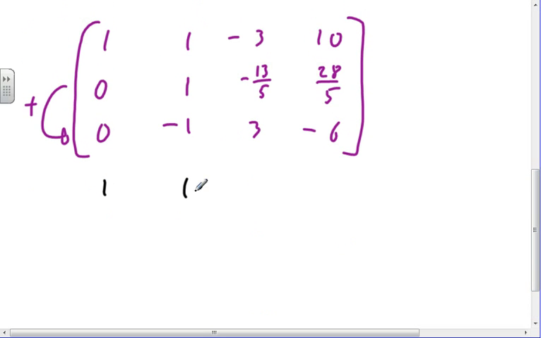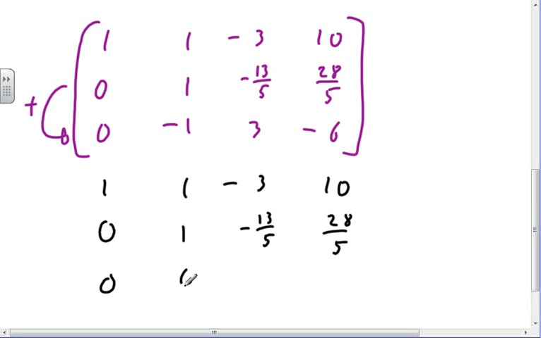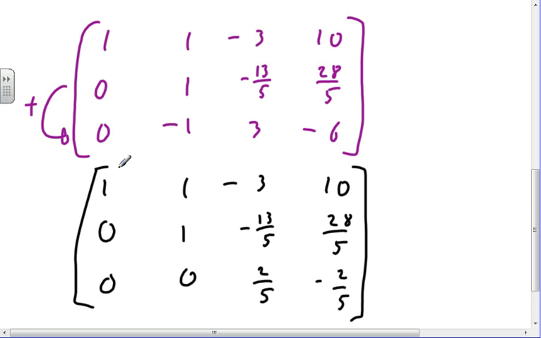Okay, so I'm going to keep 1, 1, minus 3, 10. And I'm going to keep 0, 1, minus 13 over 5, 28 over 5. And now I'm going to add these two together. 0, 0. I have 15 over 5 minus 13 over 5 is 2 over 5. I've got 28 over 5. I have 30 over 5 minus 2 over 5. Now I'm going to multiply this by 5 over 2 because I want a 1 sitting in that location.